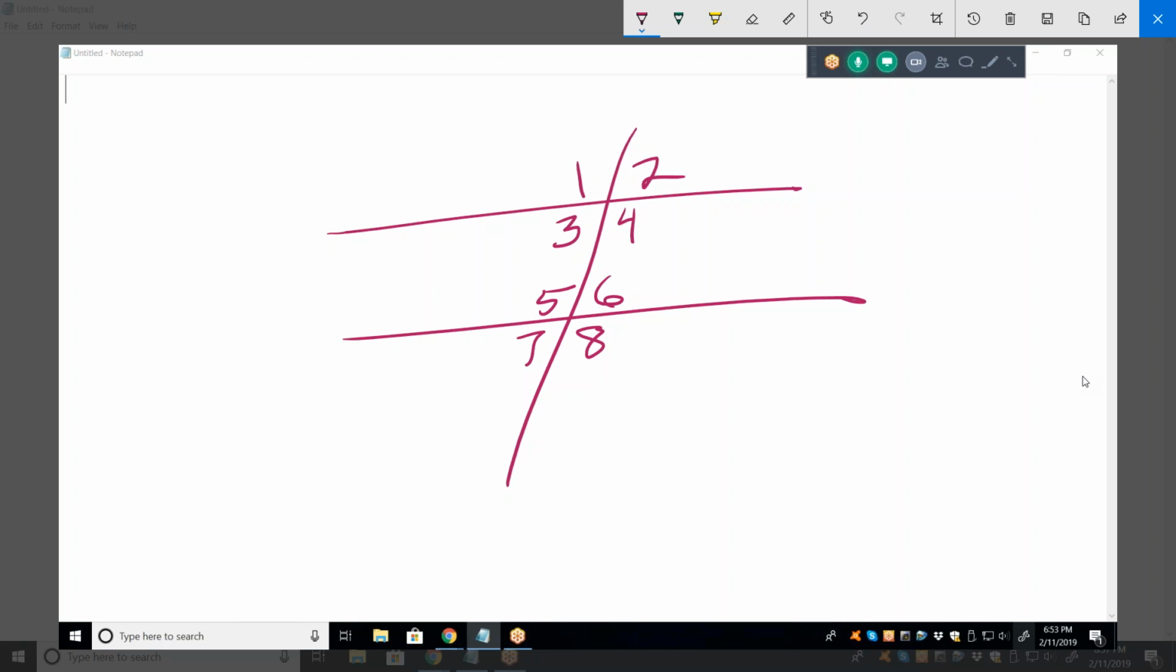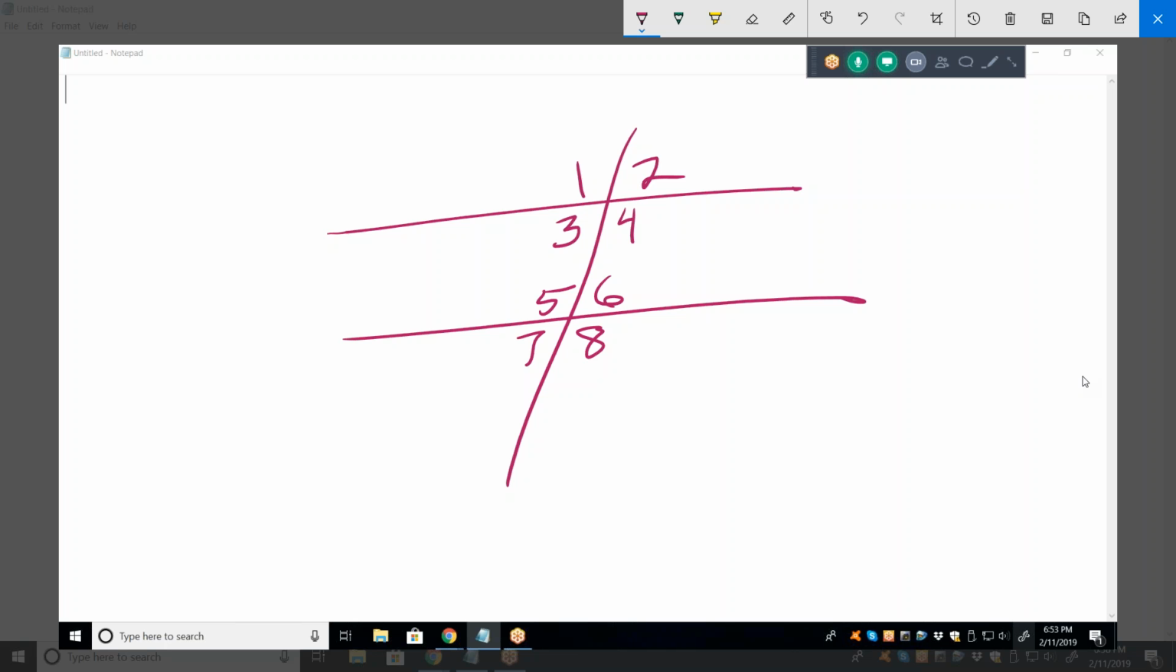What is 1 and 2? It's called a linear pair. Linear pair, yeah. And what is their relationship? They're not equal, obviously. One's obtuse, one's acute. They're supplementary. Supplementary means they add to 180. And that's important.